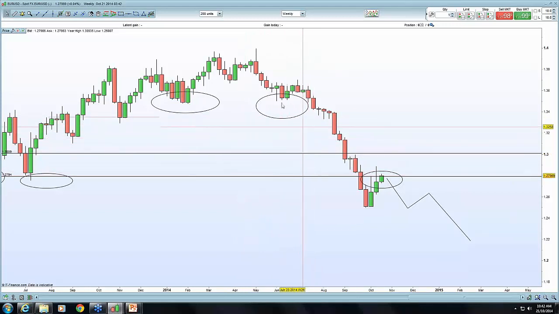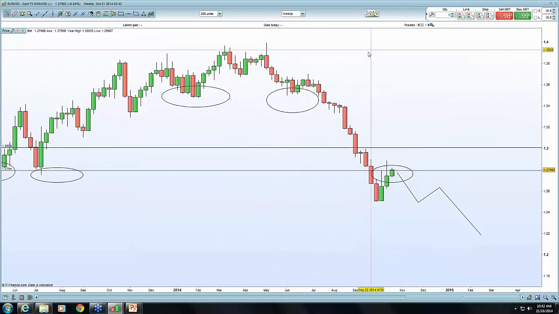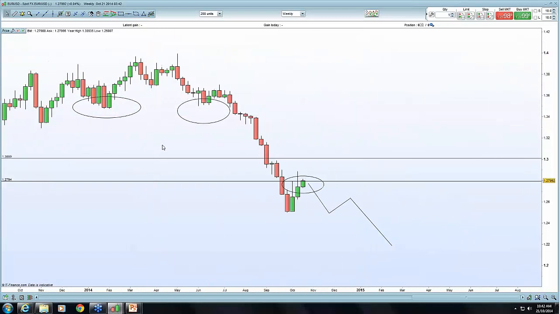On a weekly chart, it's still on a bearish trend. A bearish trend simply means that the market is making a series of lower lows and lower highs. So when I say lower highs, I'm comparing this to this. This is a lower high. This to this is a lower high. Now, how the market moves in a downtrend is that it makes a series of lower lows and lower highs.